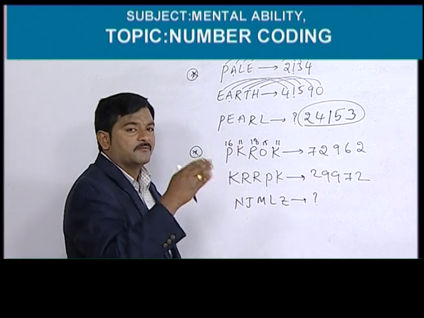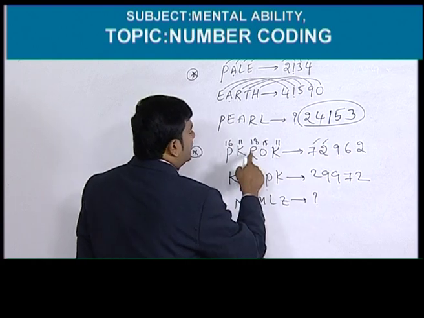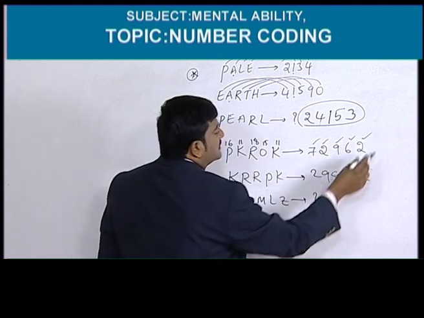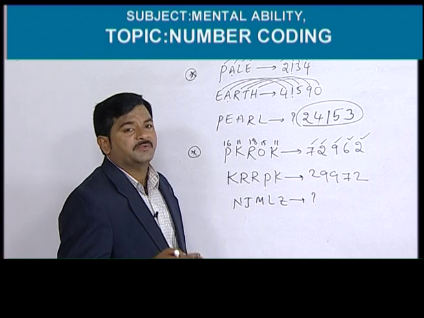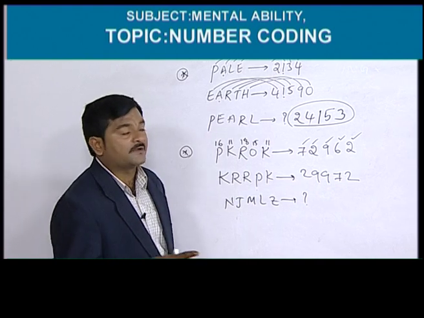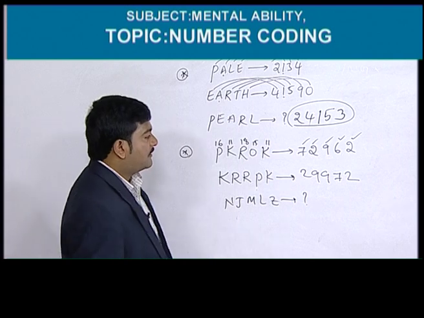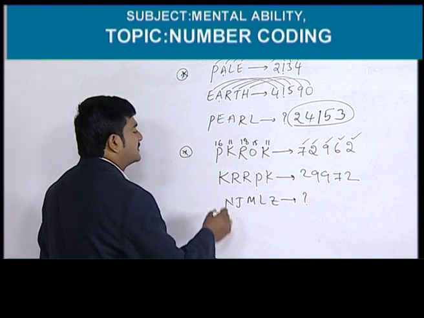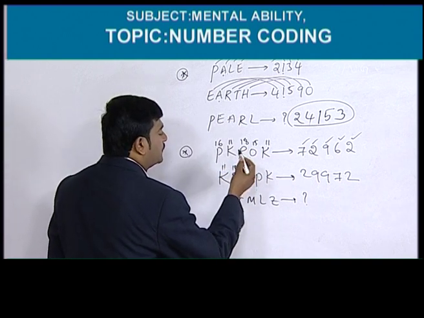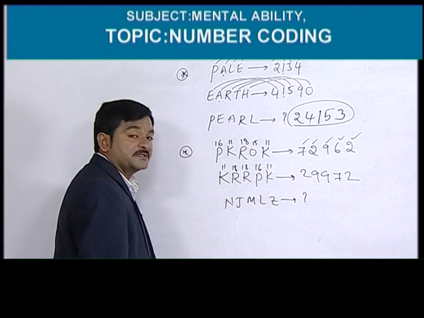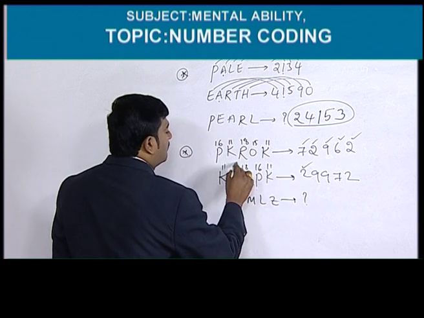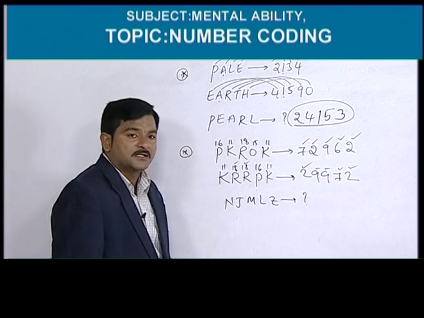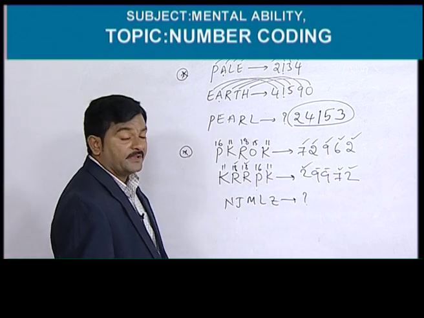Okay. K means how much here? 11. 11 means what? 1 plus 1. 1 plus 1 means what? 2. Similarly, 18 means 1 plus 8. 15 means 1 plus 5. Again K means 1 plus 1. So direct concept is failed. That's why I am thinking in a different way. So now I got the answer. You can check it for the second word also. KRRPK you mentioned. K means 11, R means I already told you 18, P means 16, again K means 11. See, 1 plus 1 is 2, 1 plus 8 is 9, 1 plus 6 is 7, 1 plus 1 is 2. Hence we identified the relation.